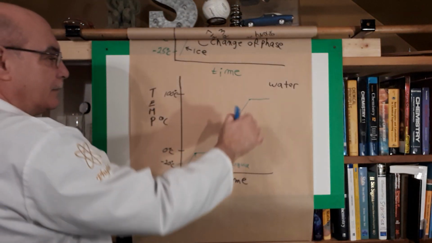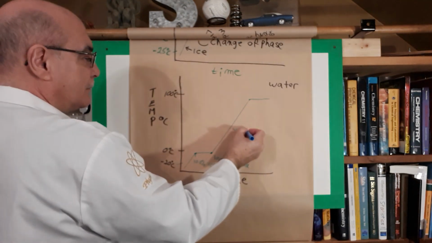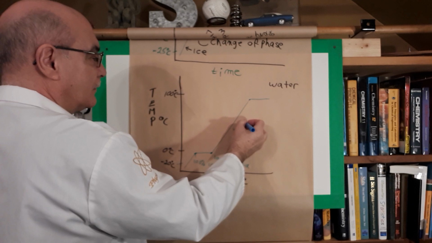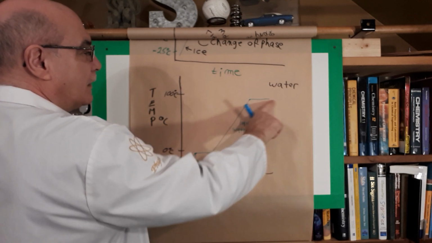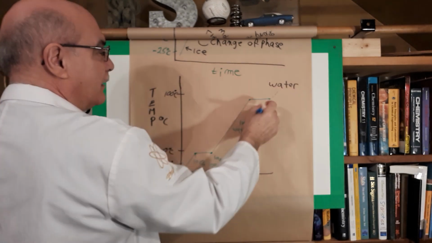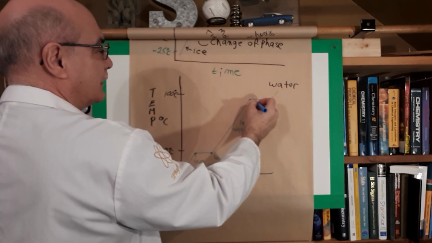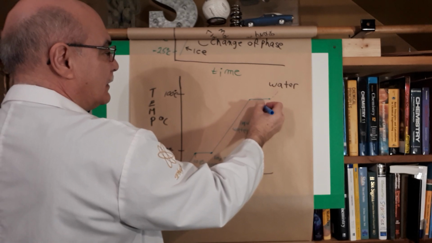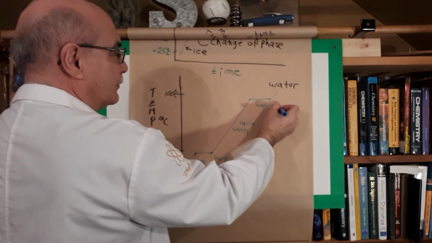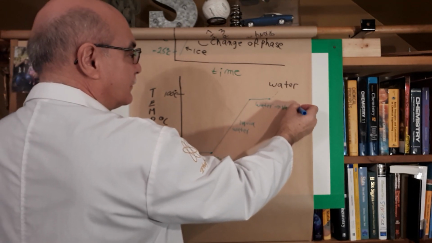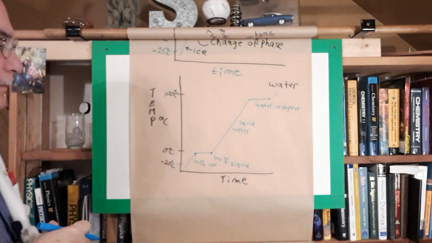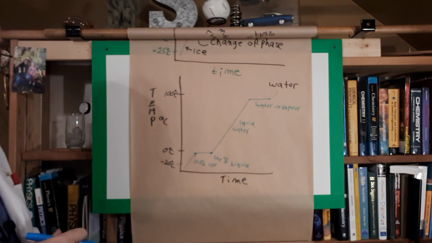So all of this is water. This is liquid water. And then we have this plateau. And here's another change of phases going from liquid water to a vapor. So we go from water to a vapor, another change of phase.